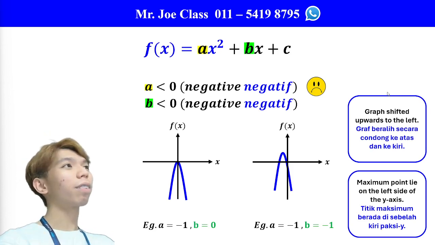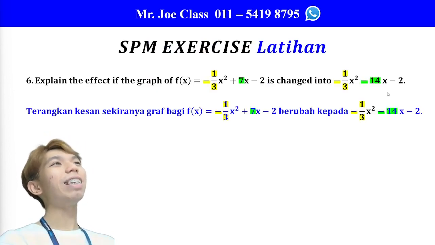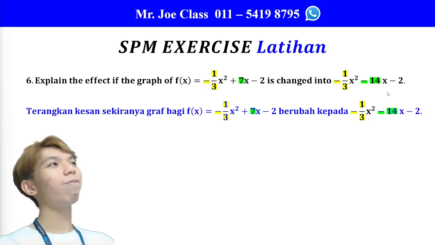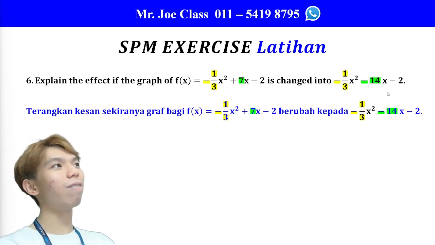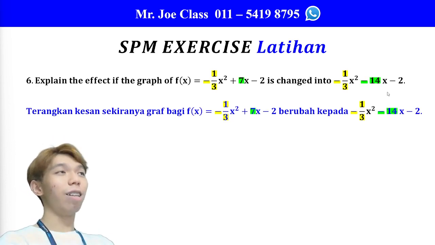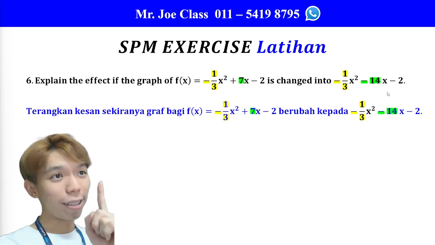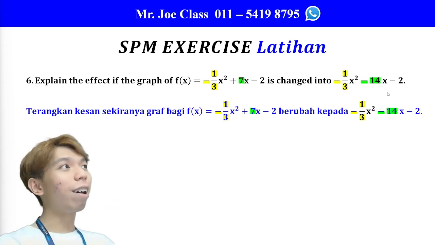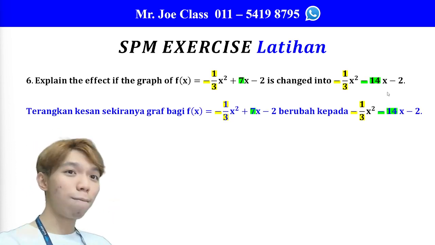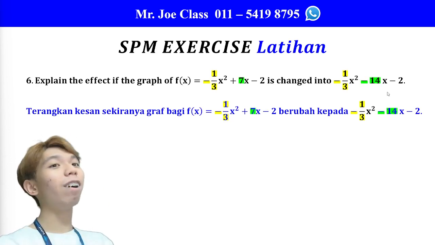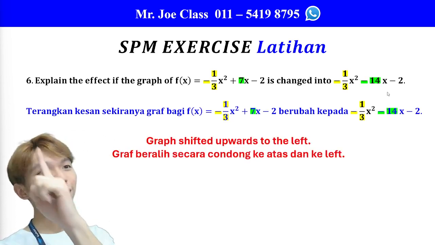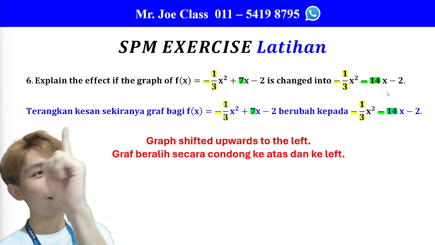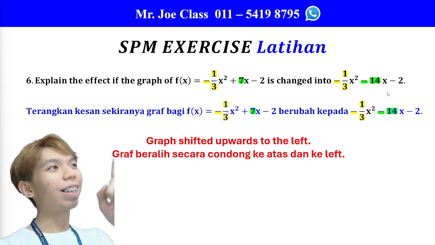All right. Now, explain the effect if the graph of f(x) equals negative 1 over 3 x squared plus 7x minus 2 is changed into negative 1 over 3 x squared minus 14x minus 2. So the value of A is negative, and then the value of B also becomes negative. So when both are negative, it will actually shift upward but to the left. Ke atas tapi ke kanan. Sorry, ke atas dan ke kiri.